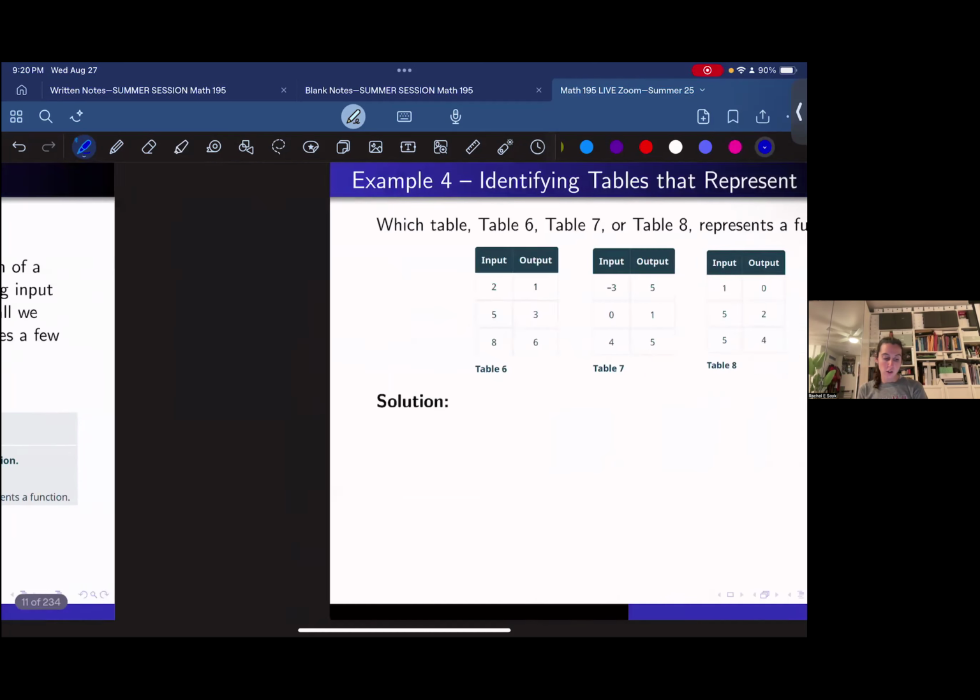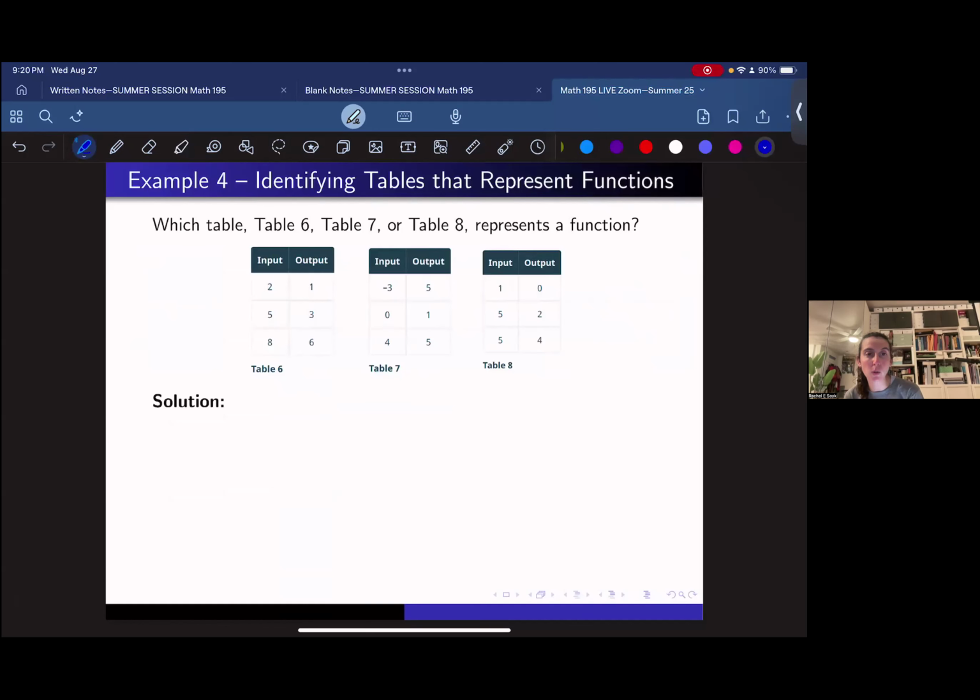So now we're going to take a look at example 4, where we have 3 different tables here, tables 6, 7, and 8, and we're asked, do any of these represent a function? So, are there any repeated x values? In our first example, all of our x's are different, so we have yes, a function. Second example, all of our x's are once again different. We have yes, also a function.